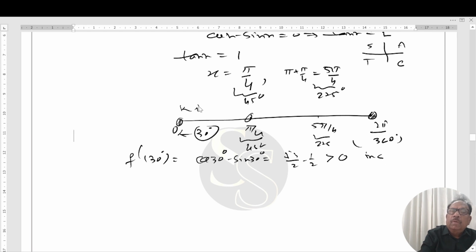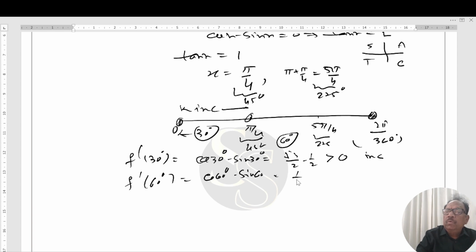Conclude here, increasing. Now in the interval 45 to 225, we can take any value, say 60 degree. f dash 60 degree is cos 60 minus sin 60. Cos 60 is 1 by 2 minus root 3 by 2, which comes out negative. That is decreasing. Put it here, decreasing.